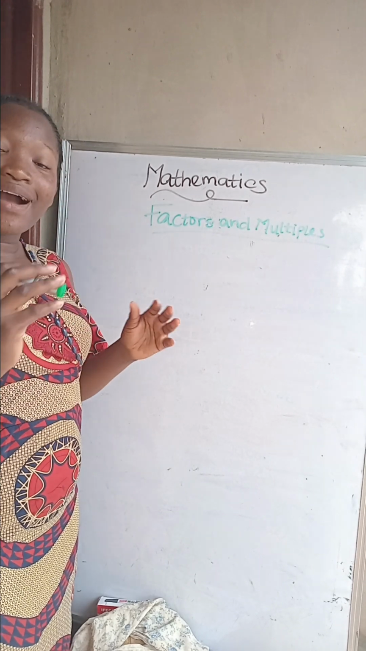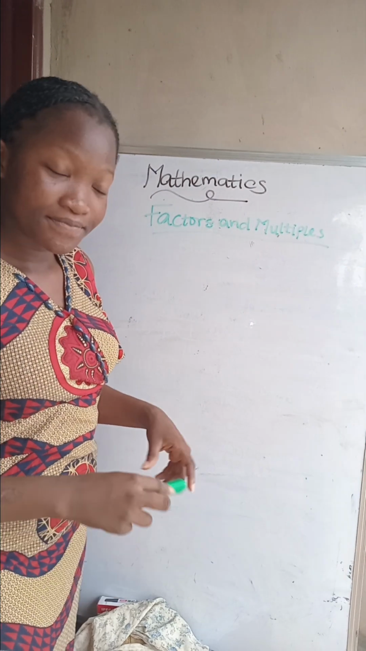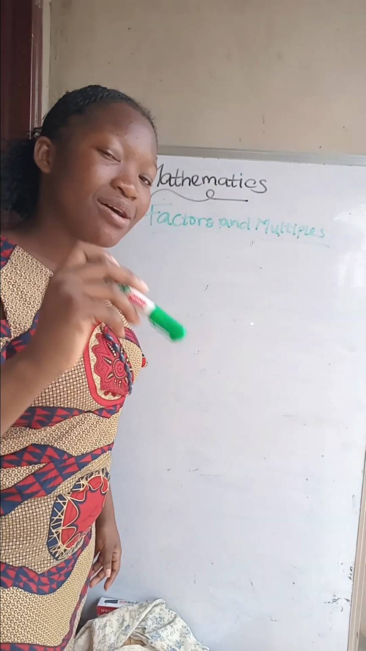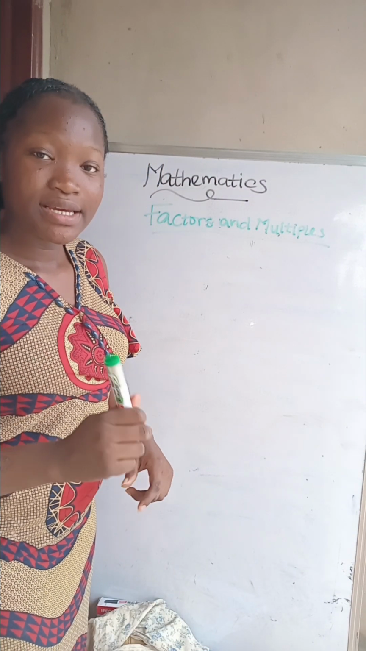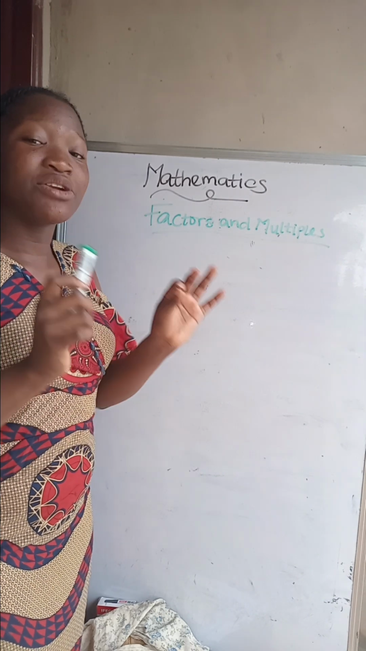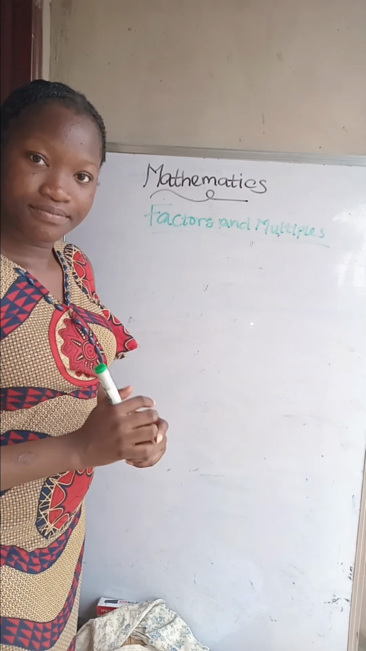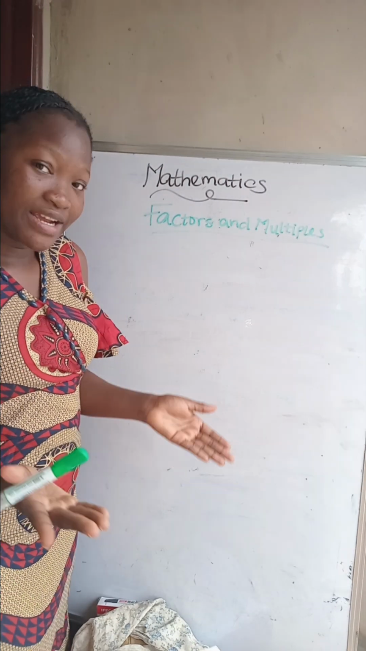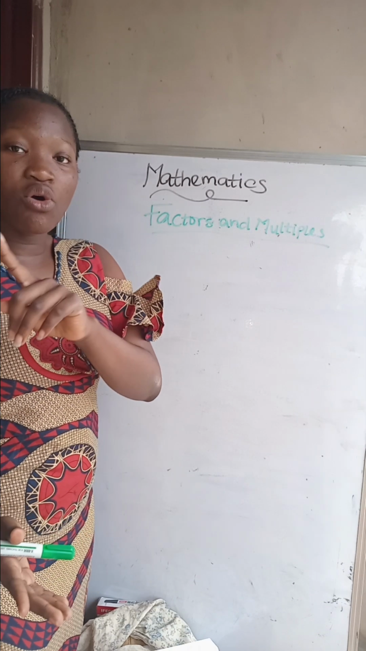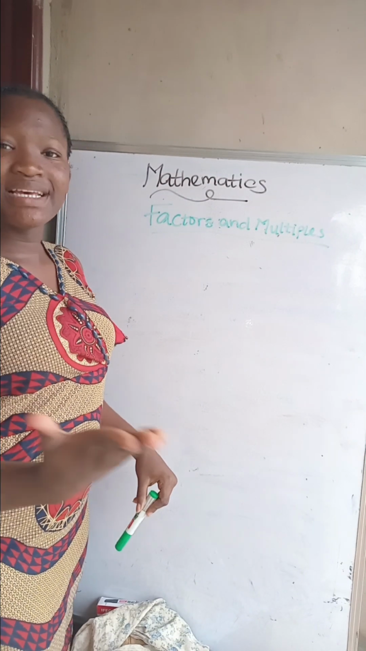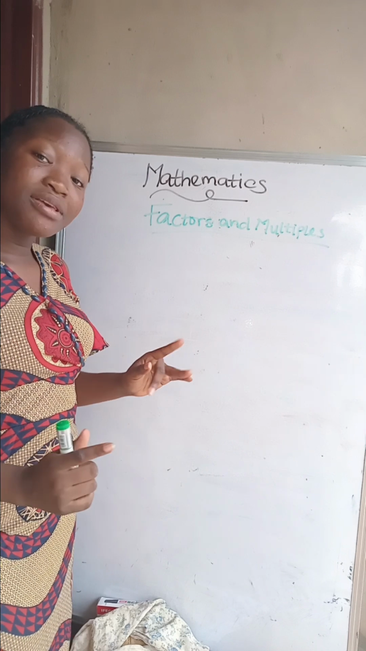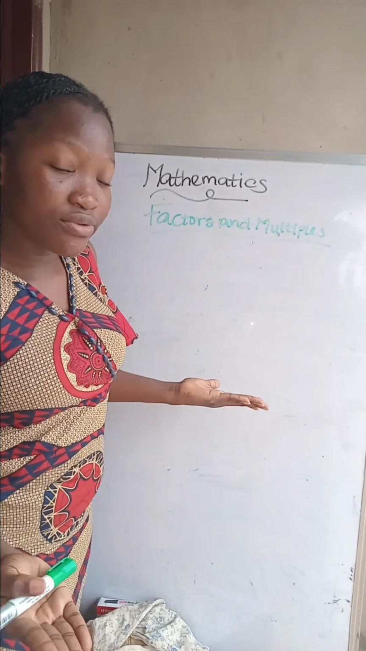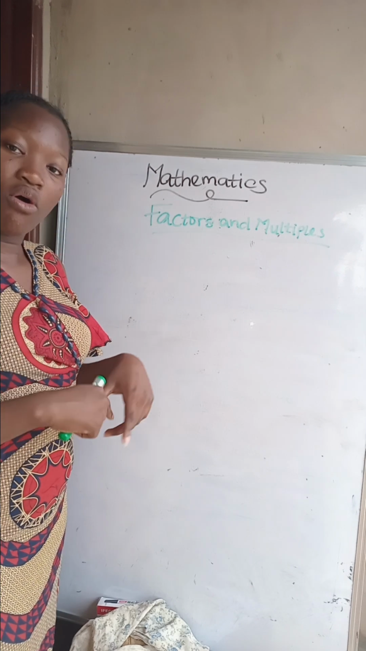Now, a factor is a whole number that will divide another number without a remainder. Now, if I ask you 4 divided by 2, everybody knows it is 2. There is no remainder. That means 2 is a factor of 4. If I ask you 6 divided by 3, you say 2. That means 3 is a factor of 6. If I ask you 6 divided by 2, you say 3. That means 2 is a factor of 6.